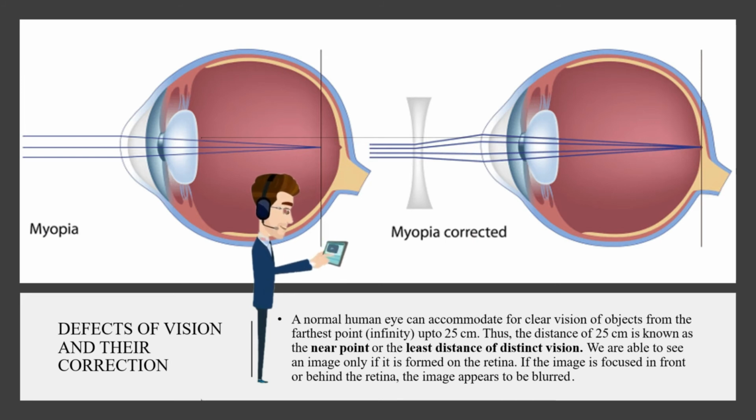We are able to see an image only if it is formed on the retina. If the image is focused in front of or behind the retina, the image appears to be blurred.